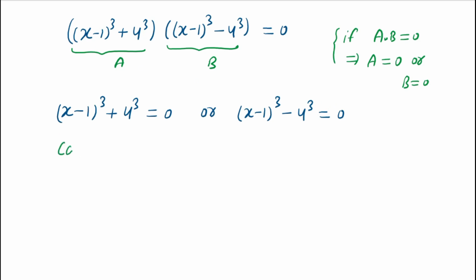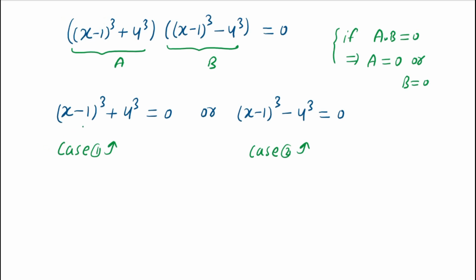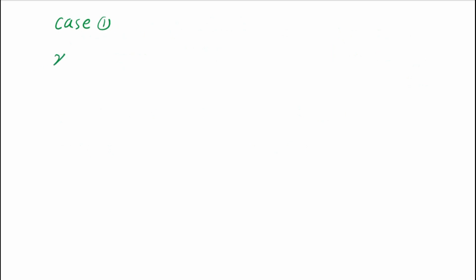This is case first and this is case second. Now first we will solve case first. Case first is (x - 1)^3 + 4^3 equals 0.